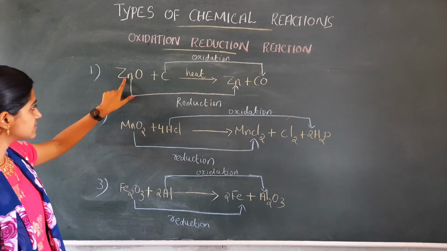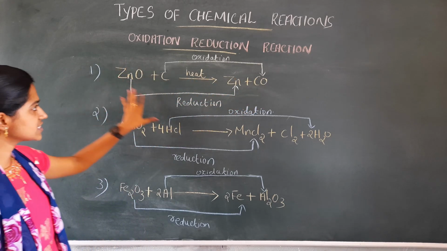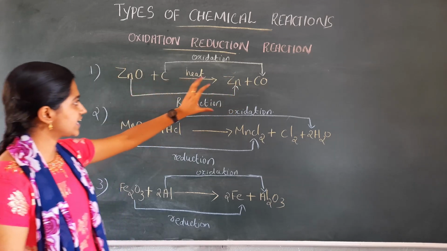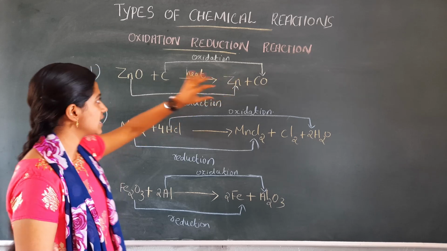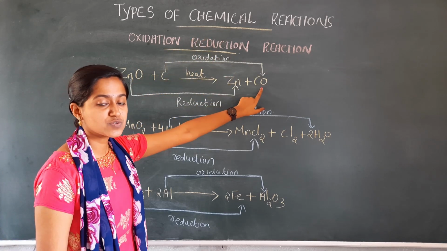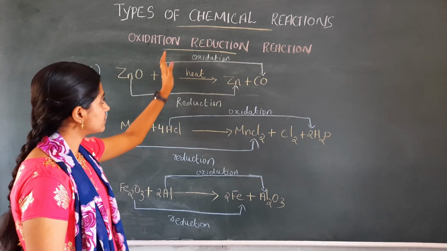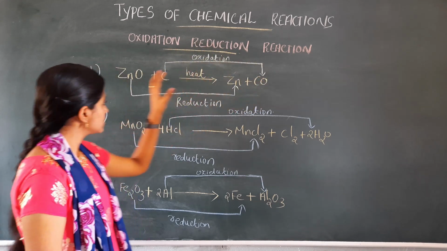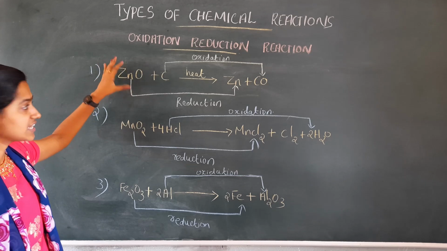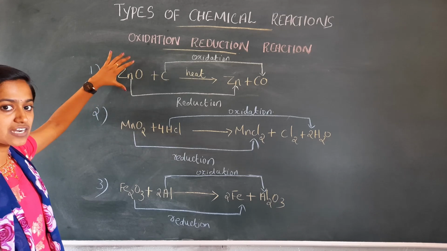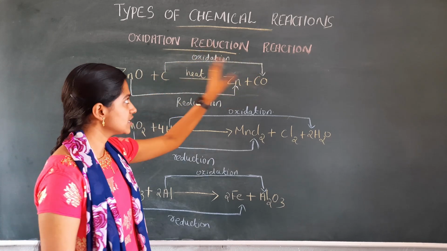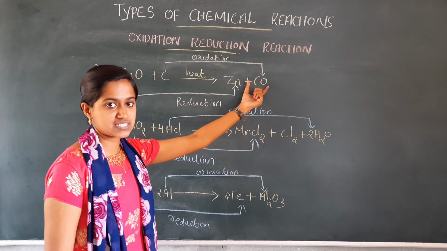So here, from zinc oxide, the oxygen is removed to form zinc. That means zinc oxide undergoes reduction to produce zinc. Here, to carbon, oxygen is added to produce carbon monoxide. So carbon undergoes oxidation. So zinc oxide acts as an oxidizing agent here. That means this is the substance that undergoes reduction. So carbon acts as a reducing agent because it undergoes oxidation.